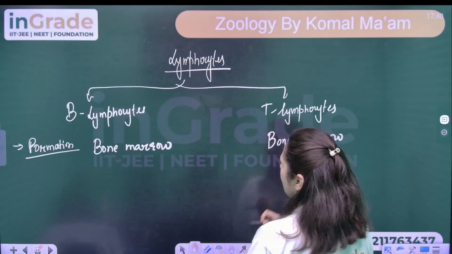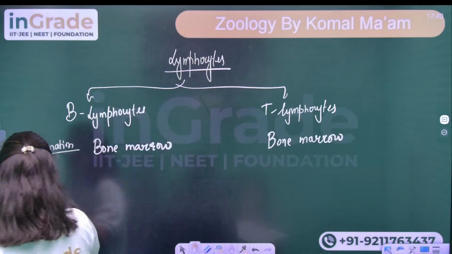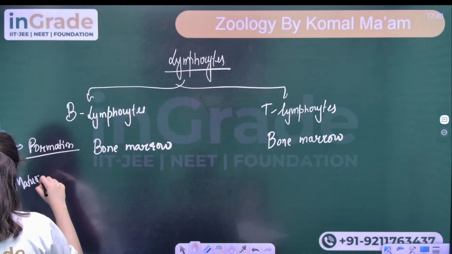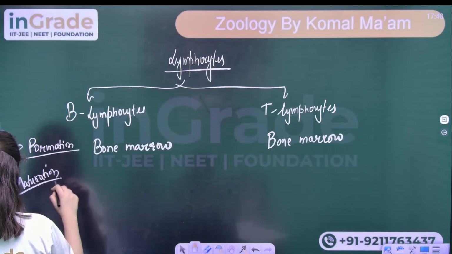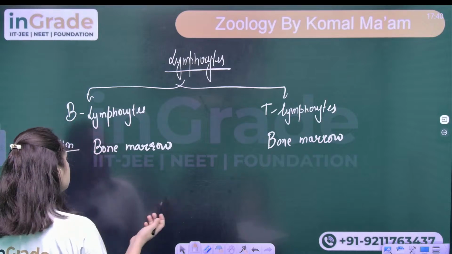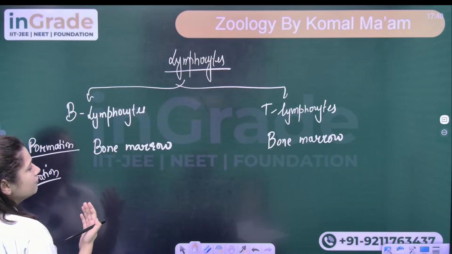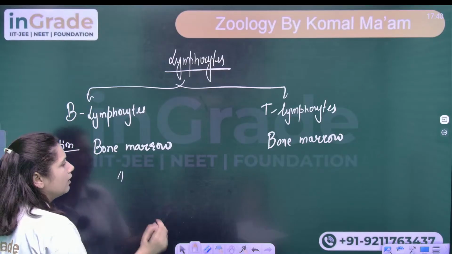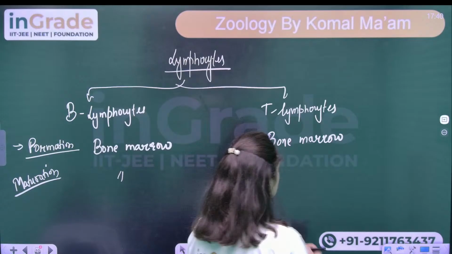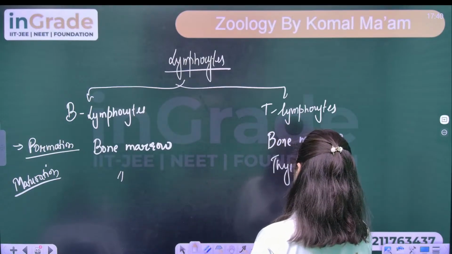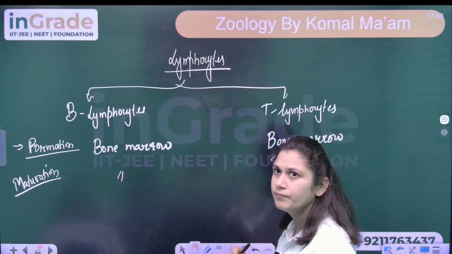But if we talk about their maturation, the maturation of B lymphocytes occurs in bone marrow, and T lymphocytes get mature in thymus.